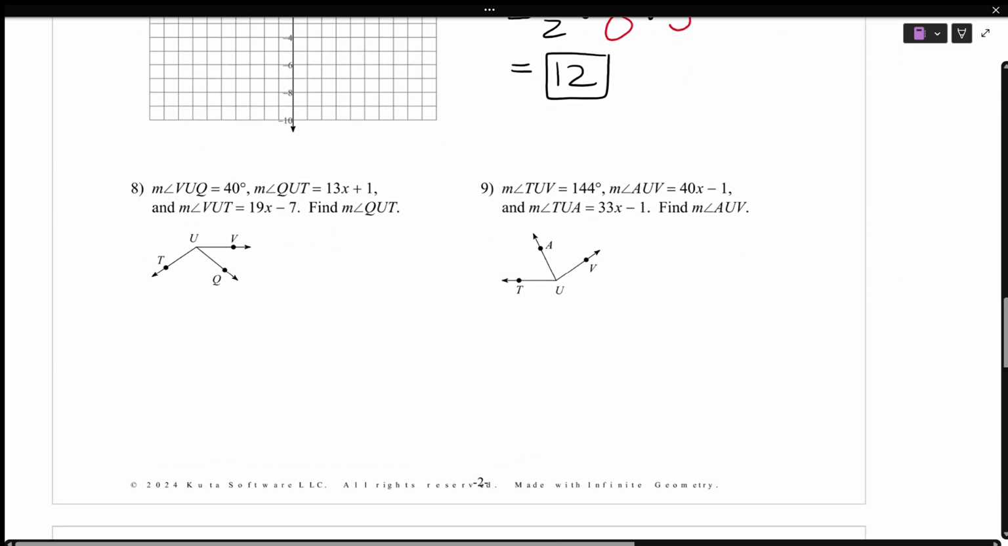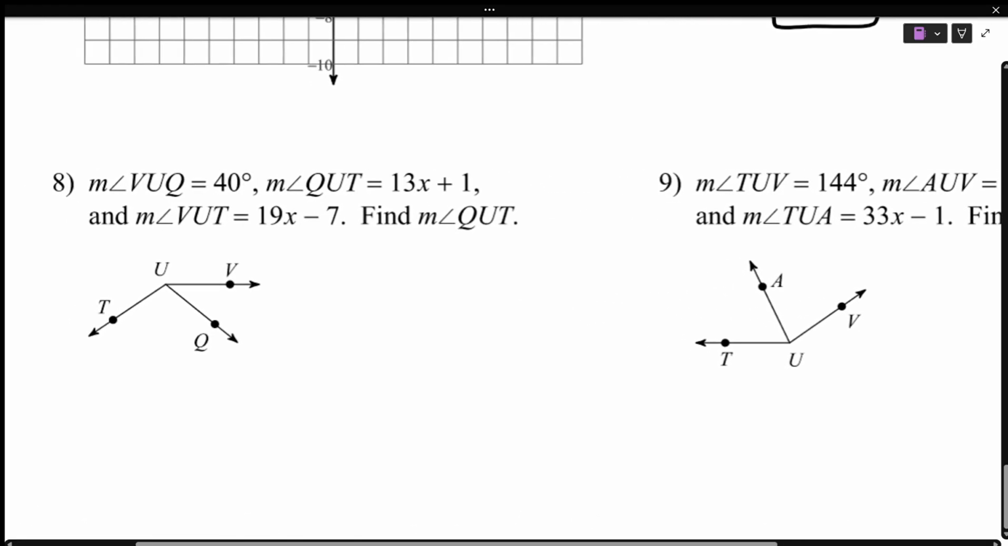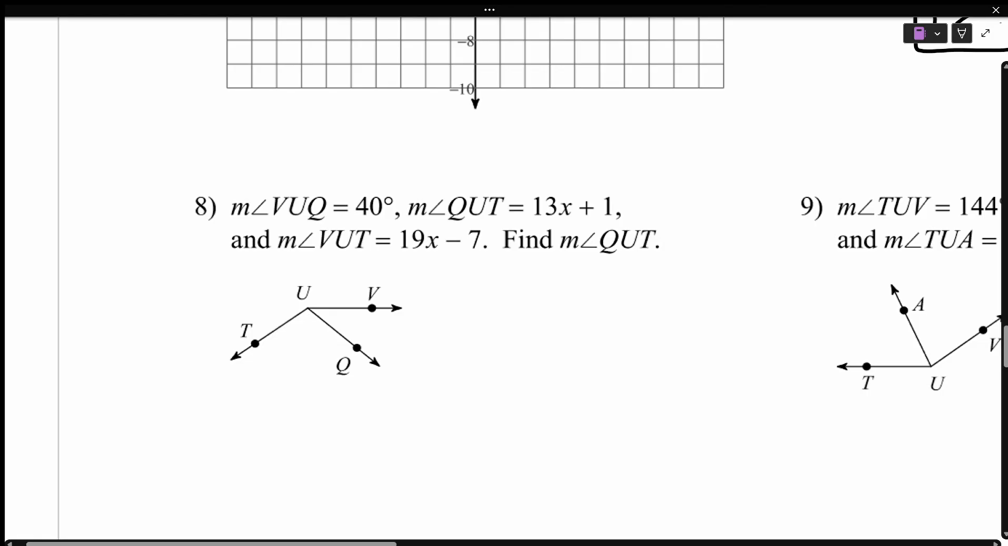I'm going to do number 8. You're going to do number 9 on your own. So let's look at number 8. Number 8, the measure of VUQ is 40. QUT is 13x plus 1. And then VUT is 19x minus 7. We want to find QUT. So let's start with VUQ. VUQ is going to be 40.